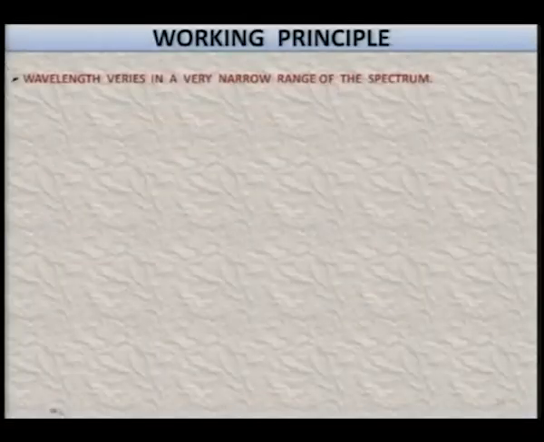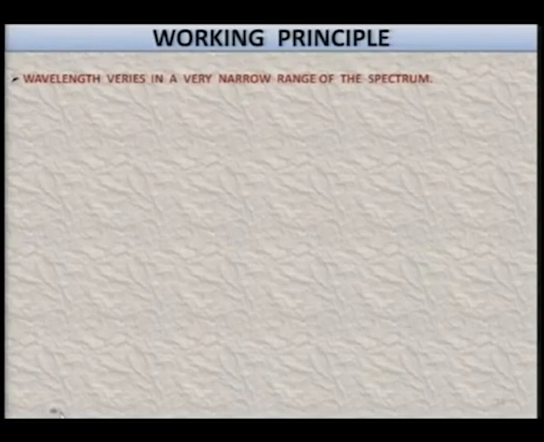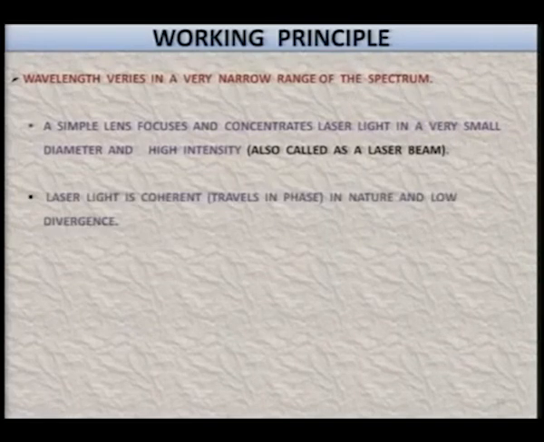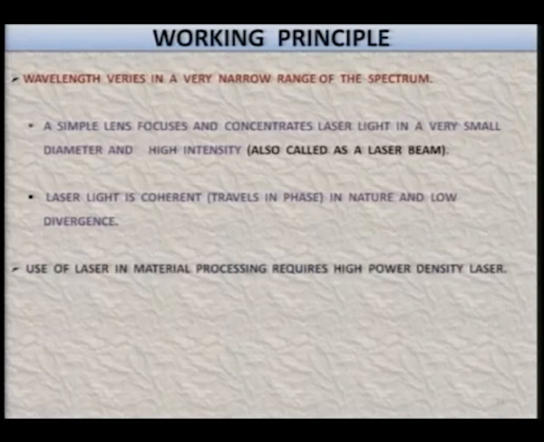Wavelength varies in a very narrow range of the spectrum. This is the speciality of this particular laser beam. A simple lens focuses and concentrates laser light in a very small diameter and high intensity, and this is known as laser beam. Laser light is coherent, it travels in phase and with low divergence. This is a very important characteristic. The divergence of the laser light is very small compared to normal light.